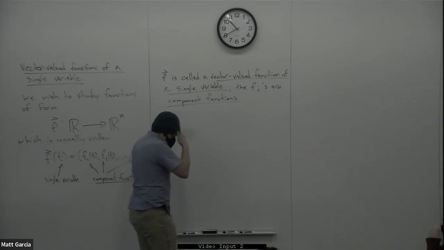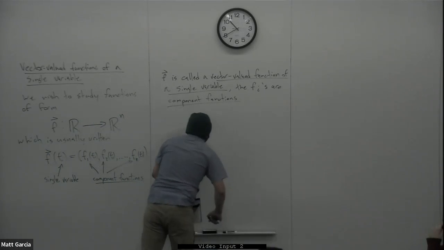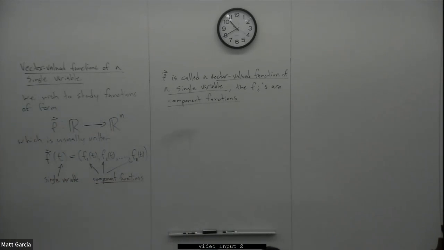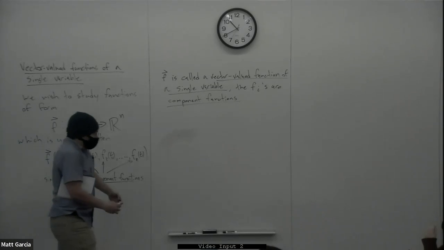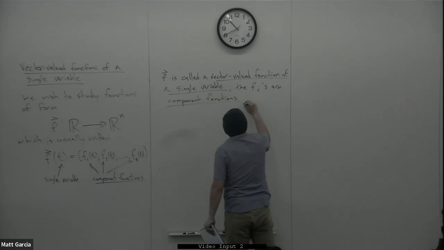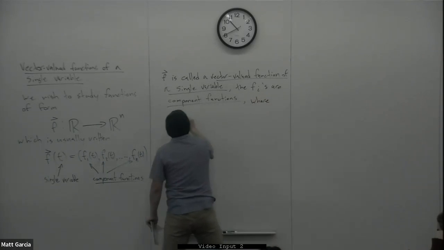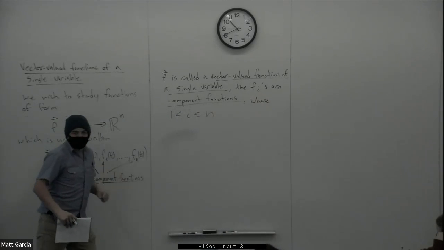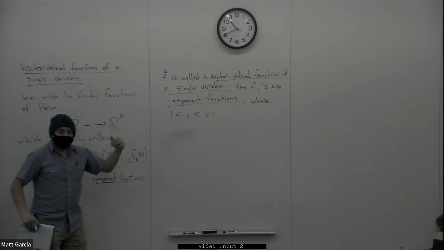Okay, so when we study calculus, yes, the output of this function at t is a vector? That's right. These n components are the components of the vector. Yes. What I mean is where i is between 1 and n for each of these, f1, f2, f3, all the way up to fn.